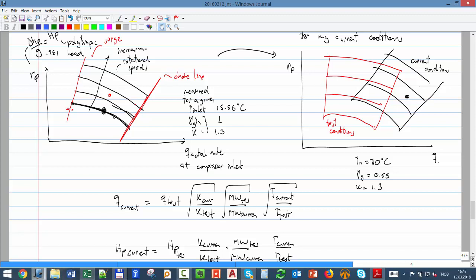Okay? So you come to this particular point that you have, this is the number you calculate from Excel, and then you calculate that number at test conditions, and you plot it in the test map. And then you don't have to be changing the map. That's just my suggestion. Okay?